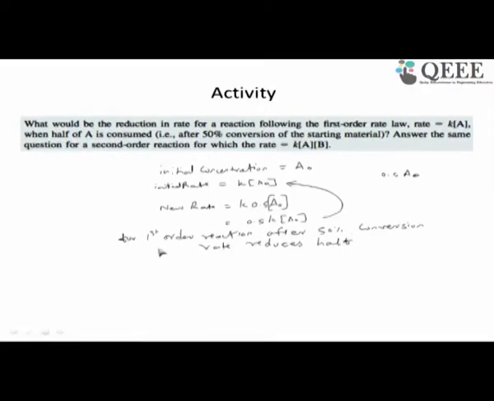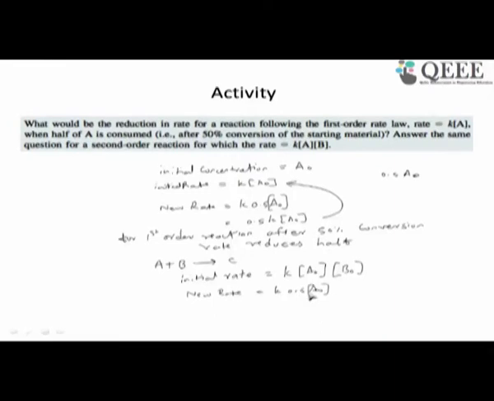Now let's do the same thing for a second order reaction. For a second order reaction, the starting materials are A plus B giving rise to C, let's say. So the initial rate will be k A0 B0. After 50% is consumed, the new rate will be k times 0.5 A0 into 0.5 B0. So if you just rearrange, then you will find that it is 0.25 k into A0 and B0.